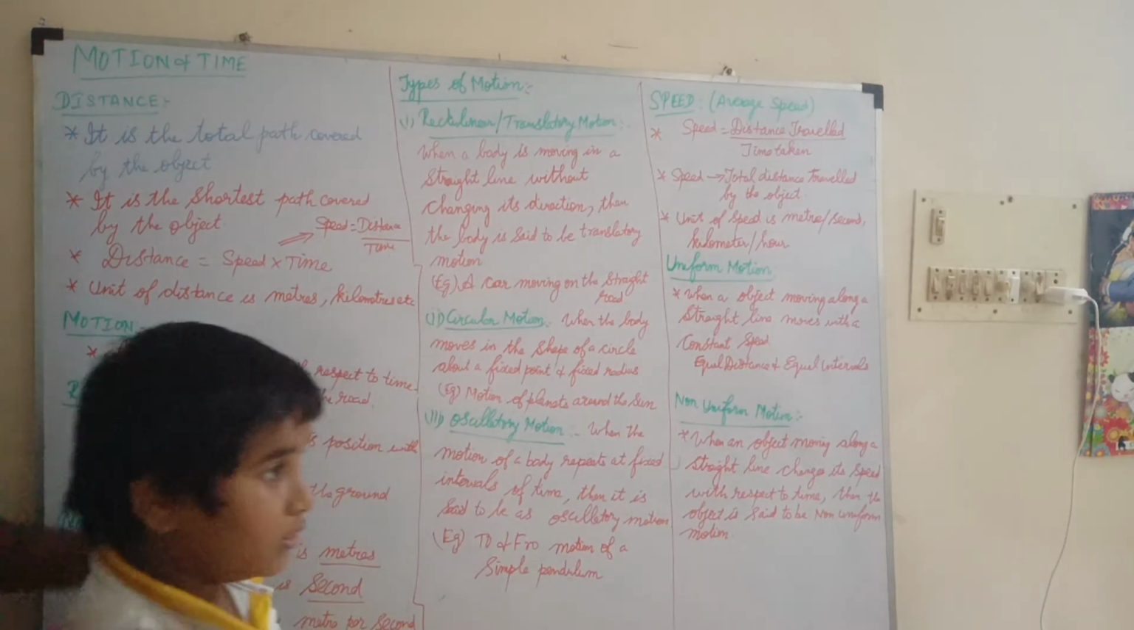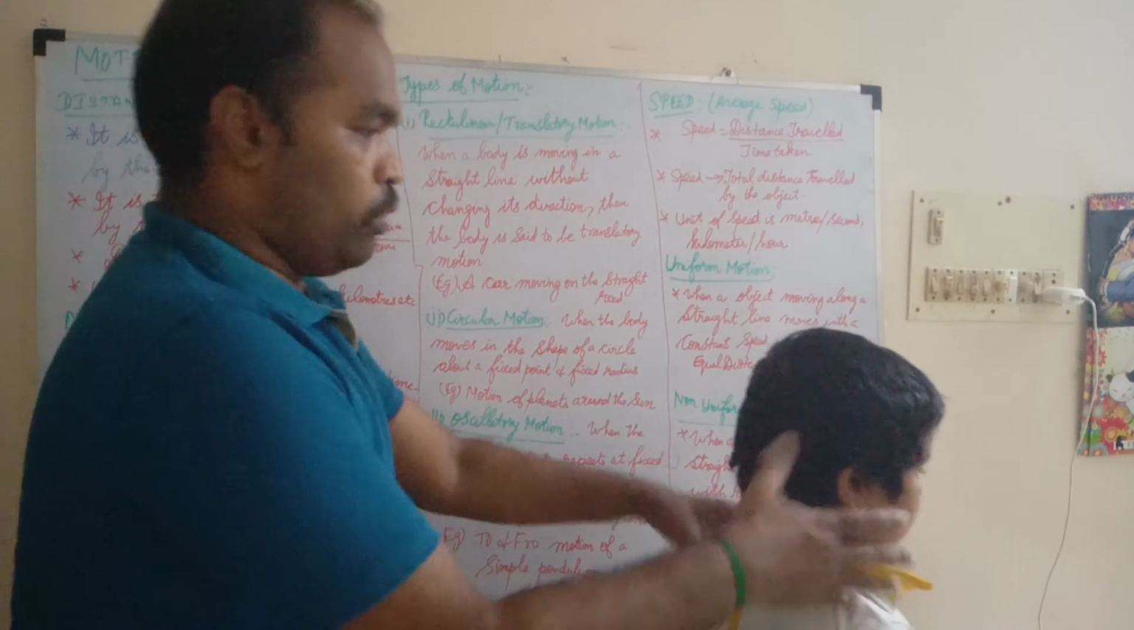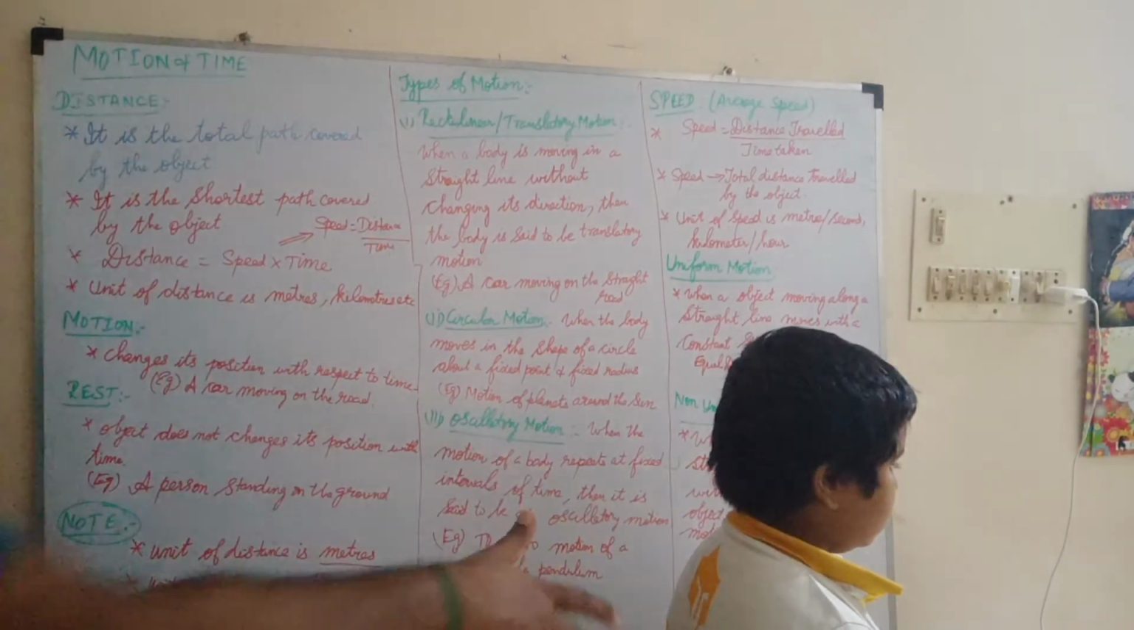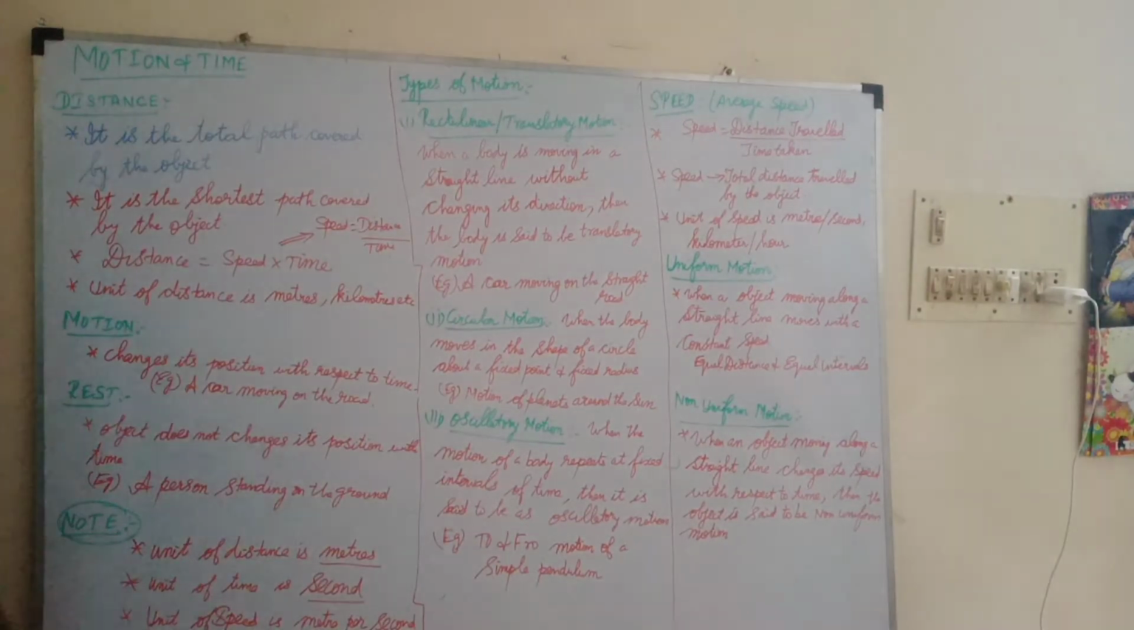Here, this guy walks straight. You didn't change its shape or anything else. You didn't change its direction. So that is said to be rectilinear motion.